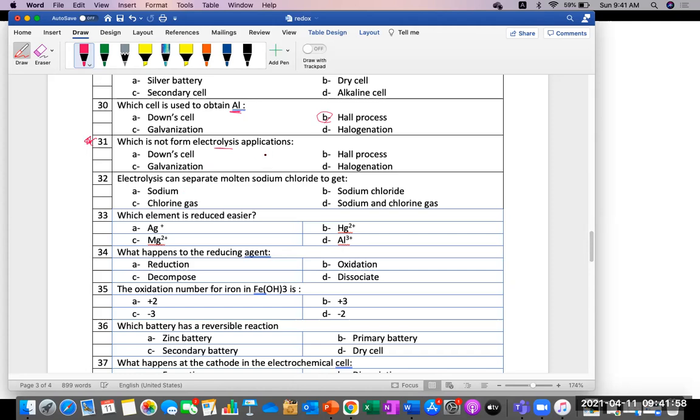Electrolysis applications include the whole process of electrolysis and galvanization, which is an application of electrolysis. Halogenation is a reaction, so this one is not an application of electrolysis. Electrolysis can separate molten sodium chloride to get the two elements. So you will get sodium and chlorine gas.